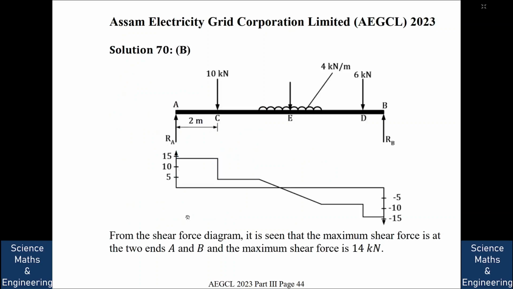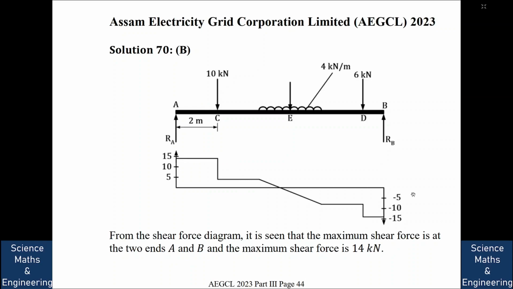So if we draw the shear force diagram, what we see is that at A we have 14 kilonewton, and till C it is 14 kilonewton. At C it drops to 4 kilonewton and stays at 4 kilonewton till the point where the uniformly distributed load starts. From here it decreases to minus 8 kilonewton and remains minus 8 kilonewton till D, and from D to B it is minus 14 kilonewton, and at B it again goes to 0.